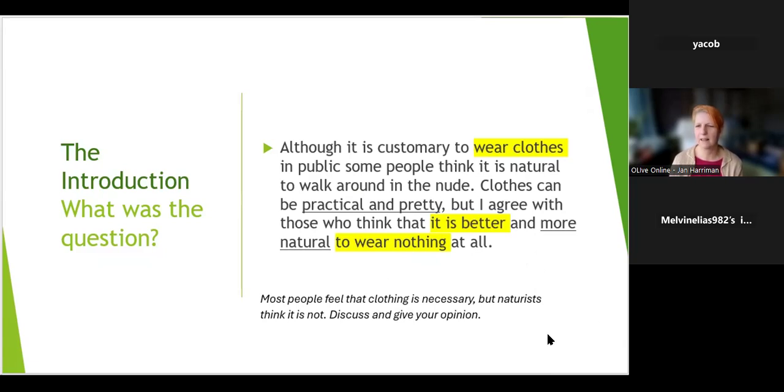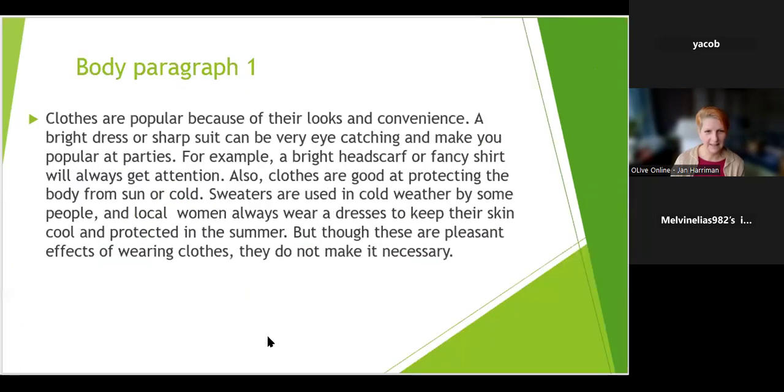So, what do you think the breakdown of the paragraphs will be? What two paragraphs would you use to answer this question? Think about that, and let's see what they did. Okay, here's our first paragraph.